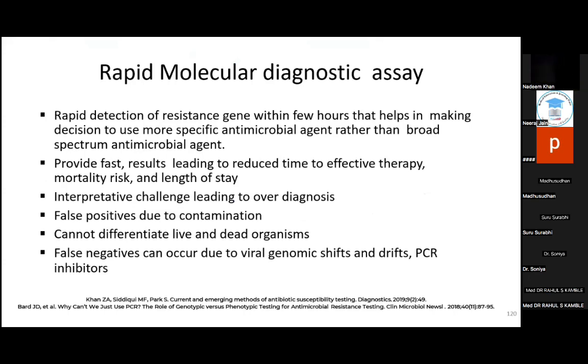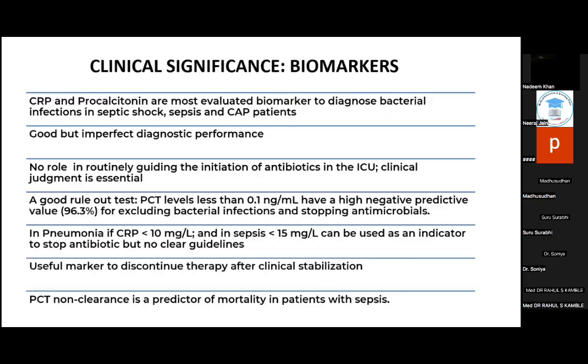If you see molecular diagnostics, we have genotypic methods like PCRs, microarrays, and MALDI-TOF, which help us with rapid detection of the resistance mechanism. It provides fast results and helps us overcome the interpretive challenge. For OXA-48, NDM, IMP, VIM, based on the detection of these resistance genes, the clinicians can take up the most rational antibiotic. That is about the molecular and the rapid diagnostic tests.